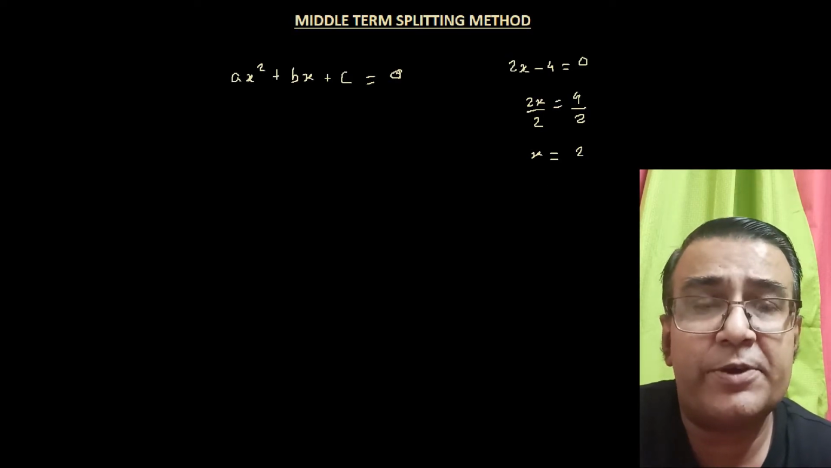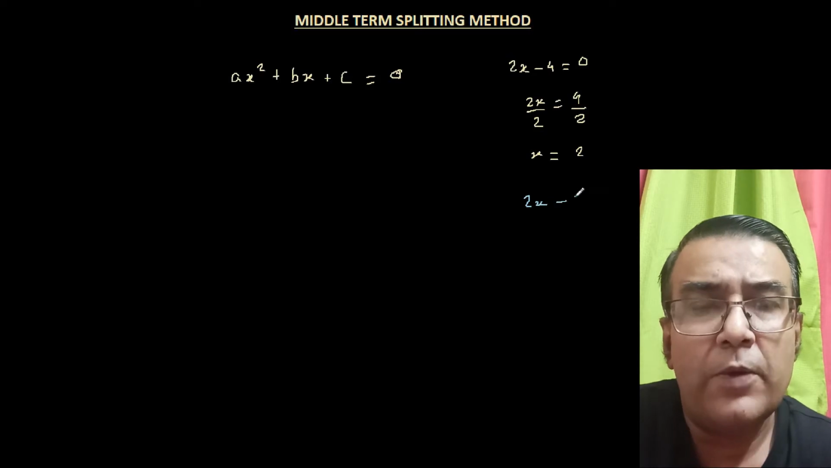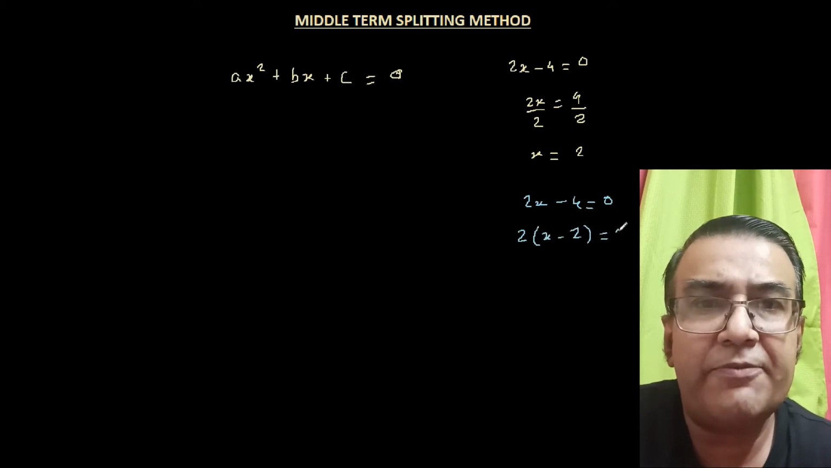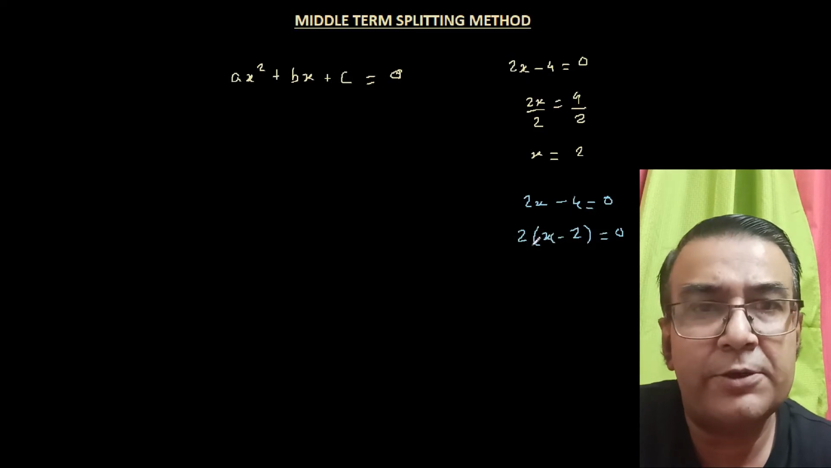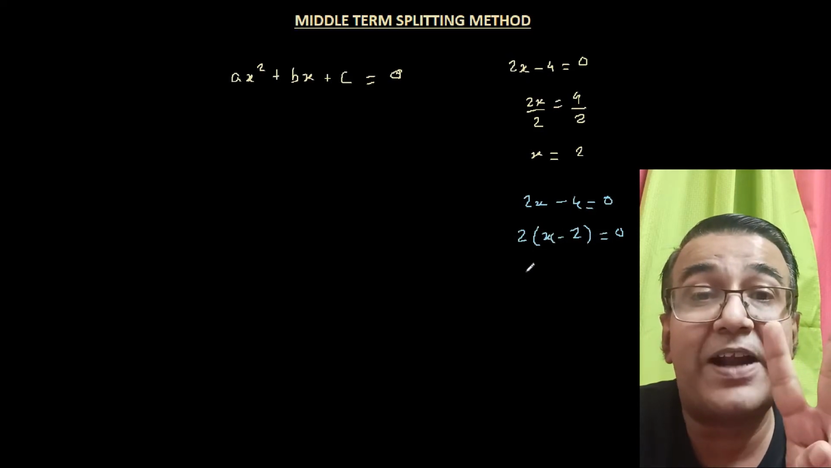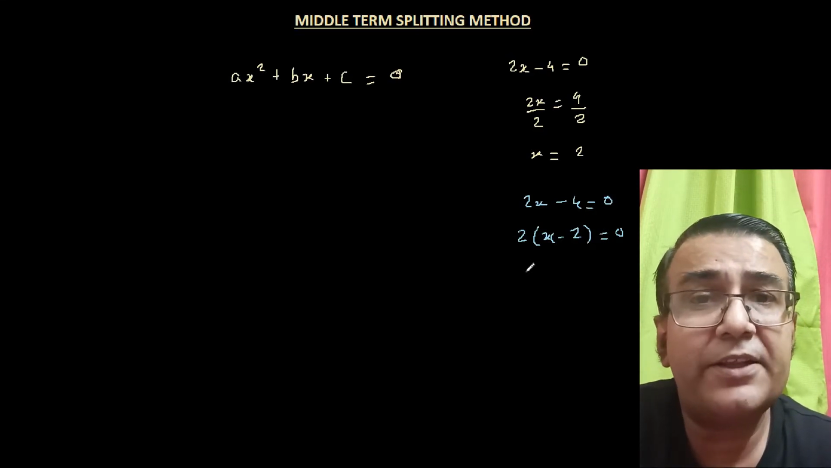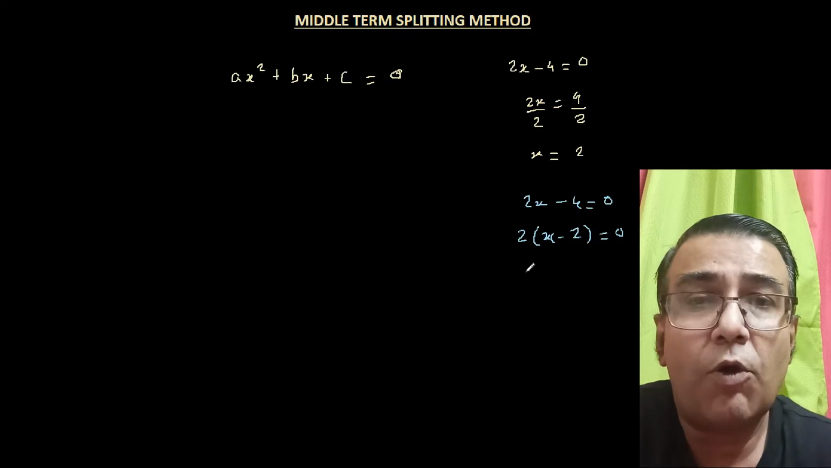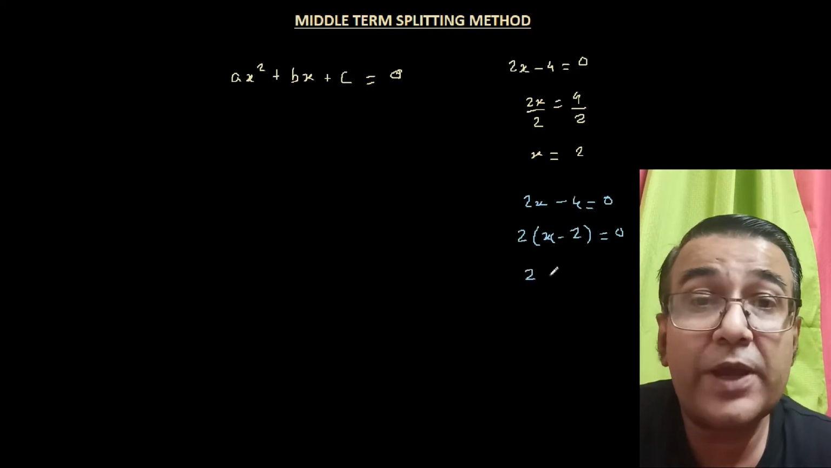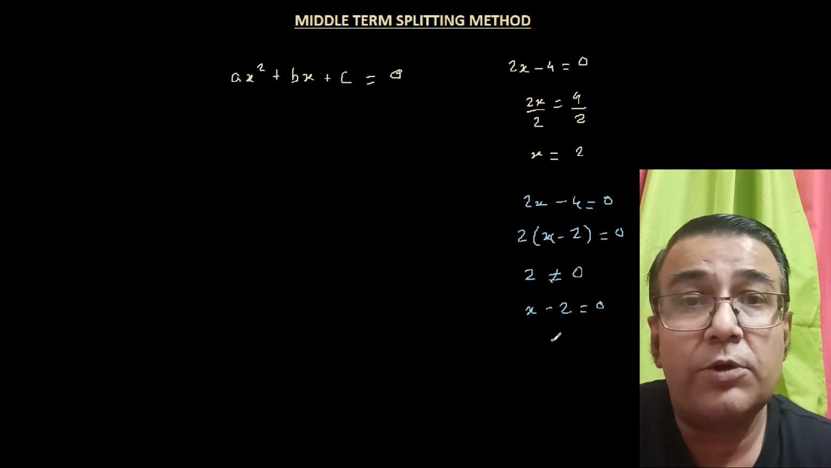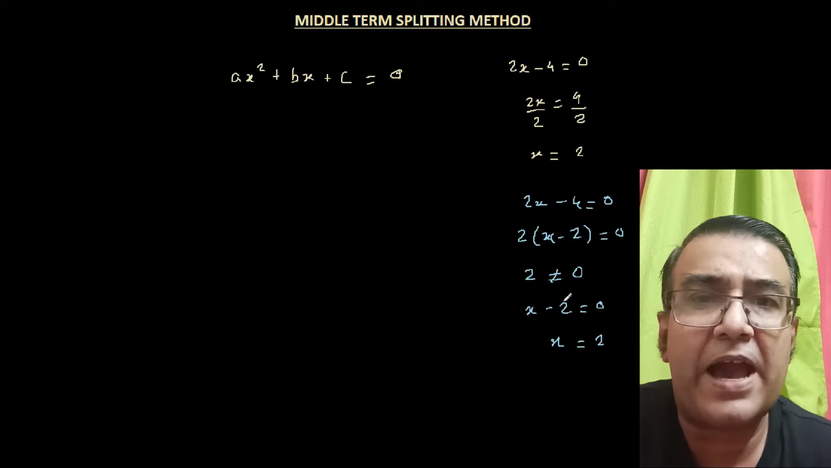Looking at the same equation, 2x minus 4 is equal to 0, I could factorize the equation, isn't it? Since 2 is a common factor, I can take 2 as a common factor, and inside the brackets I'll be left with x minus 2 is equal to 0. Now I've got a product of two factors which is equal to 0. If the product of two factors is 0, that means either one of the factors is 0 or both the factors are 0. Now 2 cannot be 0 here, so the only possibility is that x minus 2 should be equal to 0. Then the most obvious thing is that x should have a value of 2.